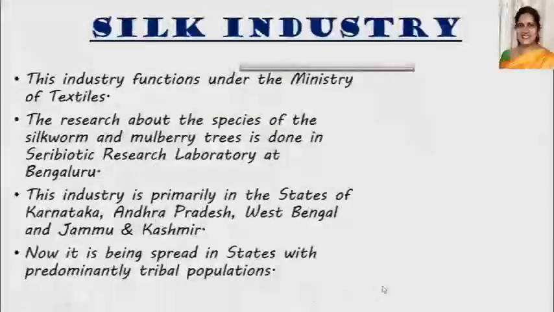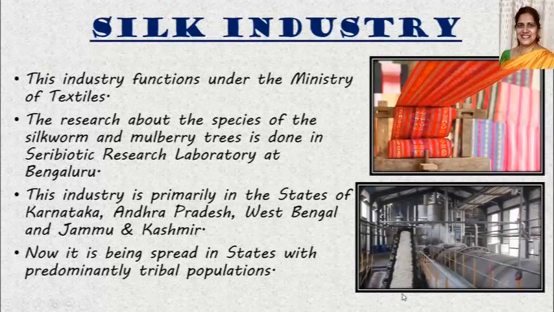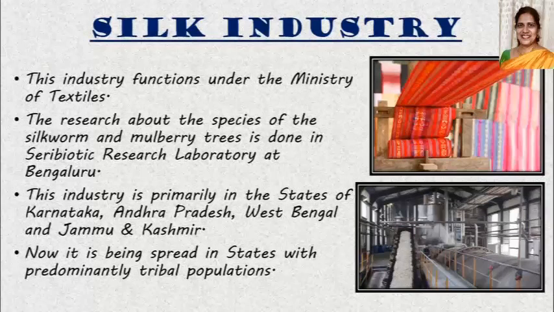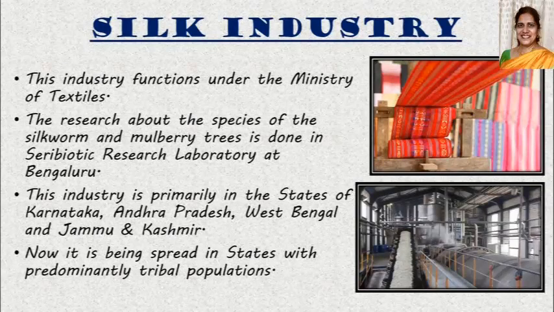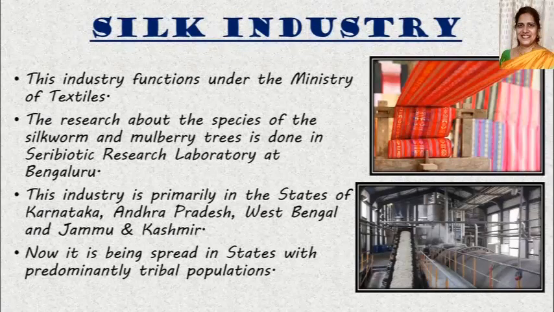Next industry is the silk industry. You must be familiar with this. It is done under the Ministry of Textiles. Research has been done regarding the species of silkworms and the mulberry trees, which is done in the Seri Biotic Research Laboratory at Bengaluru. This industry primarily exists in the states of Karnataka, Andhra Pradesh, West Bengal, Jammu and Kashmir. In these times, it is spread in other states as well, which has predominantly tribal population.